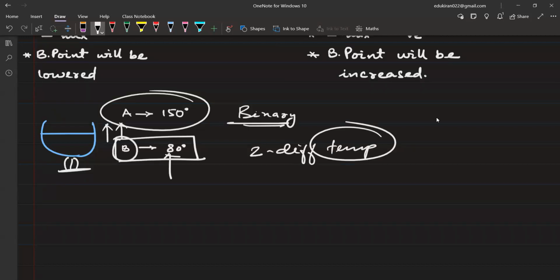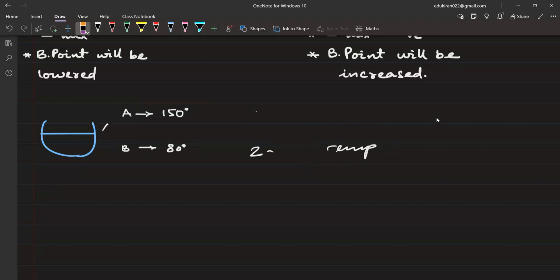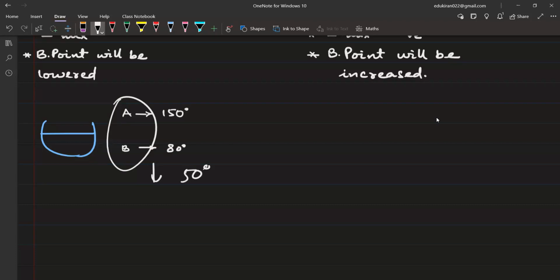But when we have a non-ideal solution, an extreme case of non-ideal solution in which we have positive deviation, as we took the case earlier. When A and B form a non-ideal solution with an extreme case of positive deviation, their boiling point lowers and becomes equal to, let us suppose, 50 degrees Celsius. The complete solution is boiling at only one temperature, 50 degrees Celsius, and that is the definition of azeotrope. So this is the case of an extreme positive deviation.